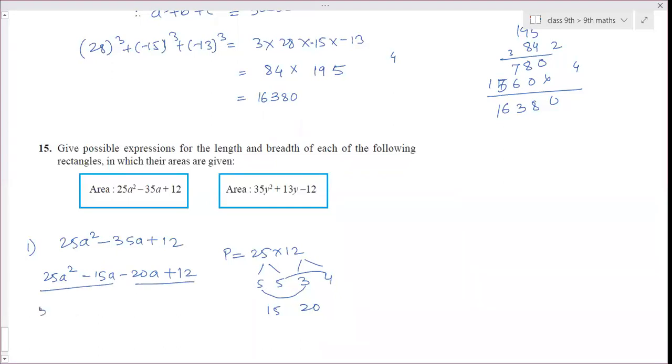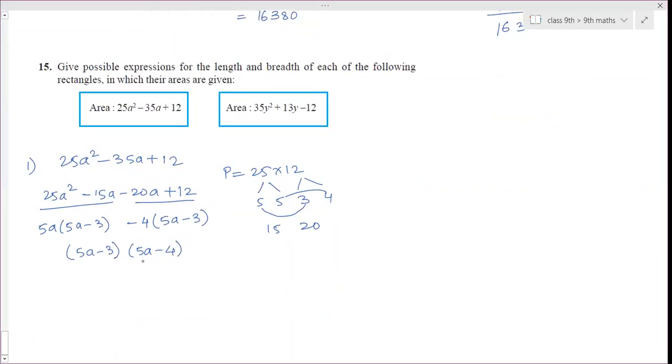So take common, 5a is common. So 5a minus 3, minus 4 is common, 5a minus 3, because of the minus sign, the sign of both the terms will change. So now the bracket is common: 5a minus 3 and 5a minus 4. One of them is length and one of them is breadth. So length is equal to 5a minus 3 and breadth is equal to 5a minus 4. The longer is length? We can consider anything, so don't think that much.